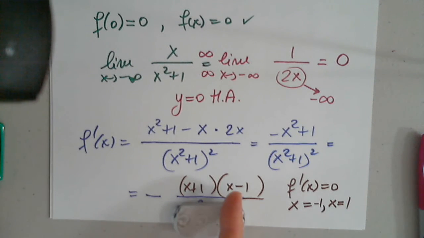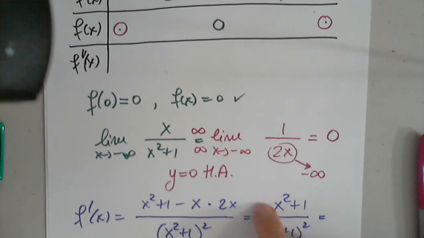So plug in -10. Don't forget this symbol. And then plug in 0. 0 is easier here. What is the sign of the top when x is 0? Positive.